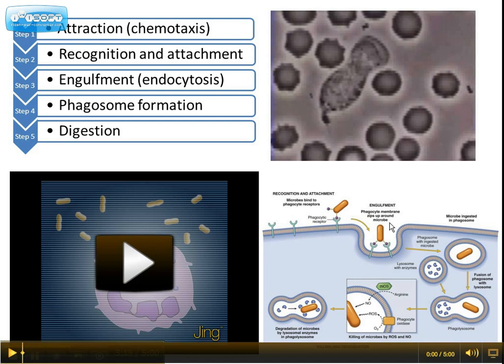Once we've got the recognition and attachment, then the membrane of the white blood cell, the phagocyte, will actually start to wrap itself around the pathogen, forming what are called pseudopodia, and engulf it until it eventually forms a phagosome, which is a big bubble of membrane in which the white blood cell has isolated the pathogen.